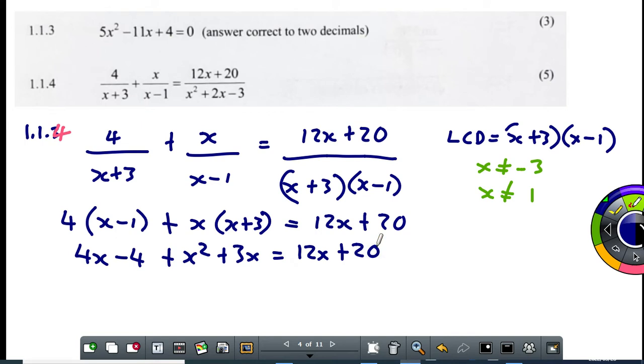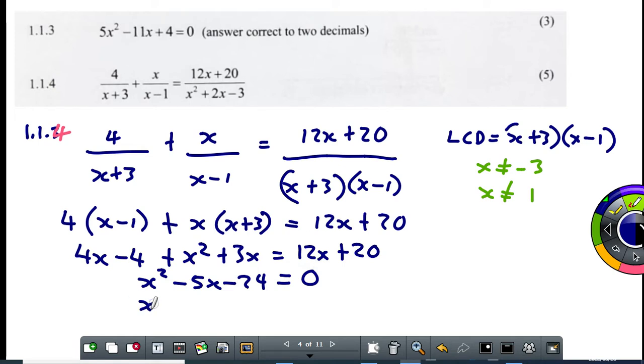Then you need to write this whole equation in standard form because there is a mark allocated for the standard form. So you get x squared, 4x plus 3x plus 7x minus 12x, that will give me minus 5x. Then minus 4 minus 20, I'll get minus 24 equal to 0. Already I'm smiling. I know what factors of minus 24 will give me minus 5. You must see it at a glance, just like that.